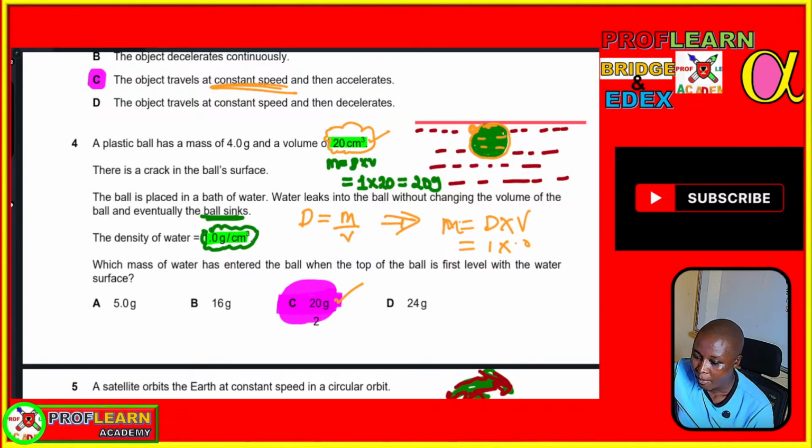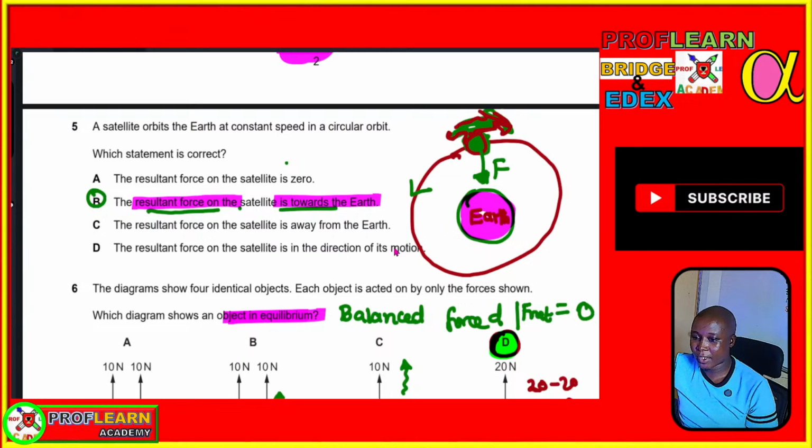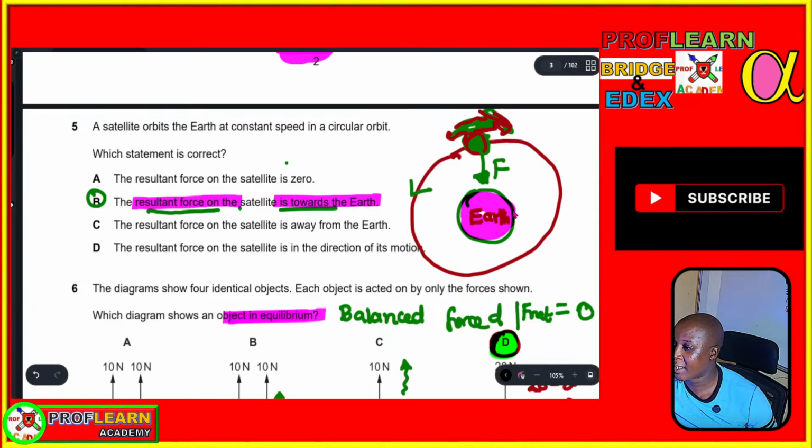All right, moving to the next question here, which is a satellite. Something that you need to understand is that in circular motion, the only concept that will be tested is the direction in which the force that is keeping that object in circular motion is directed. Anytime you are asked, you will understand that the force that is keeping this object in motion around the orbit is always directed to the center.